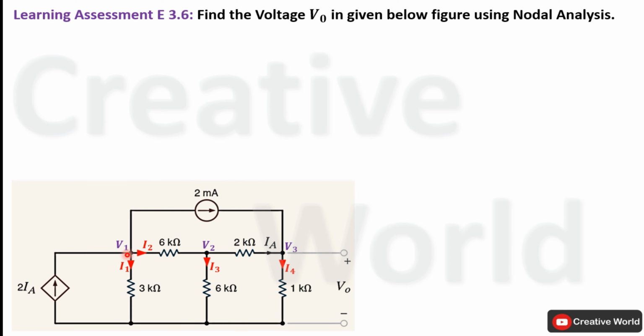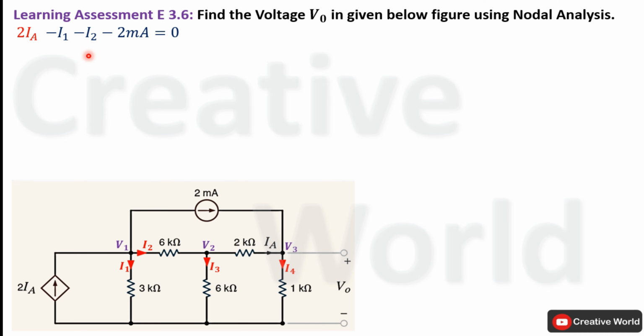We will start from this node. On this node, only one current is entering while all remaining currents are leaving. Entering current is the current of this dependent source that depends upon the value of this branch current labeled as IA, and the value of this dependent current source is 2 times IA. So Kirchhoff's current law equation for this particular node will be: entering current is taken with positive sign while leaving currents are taken with negative sign.